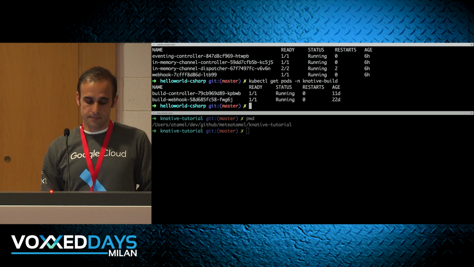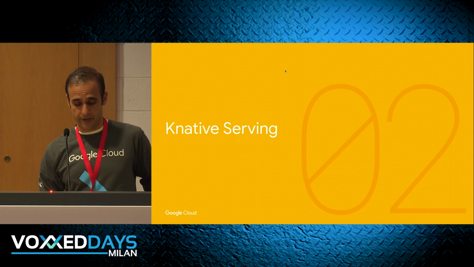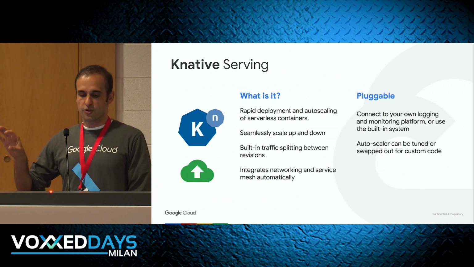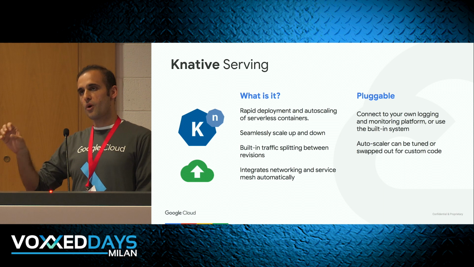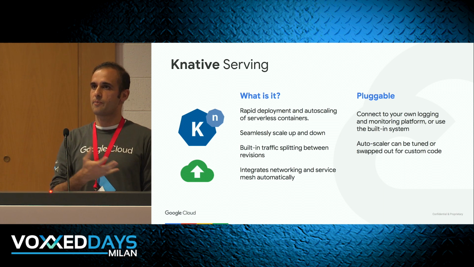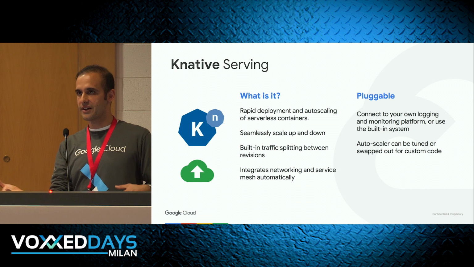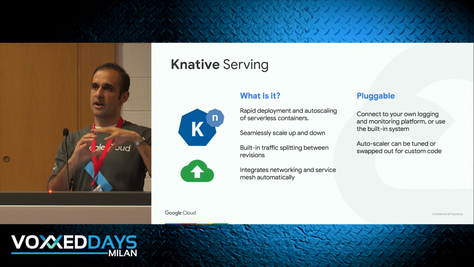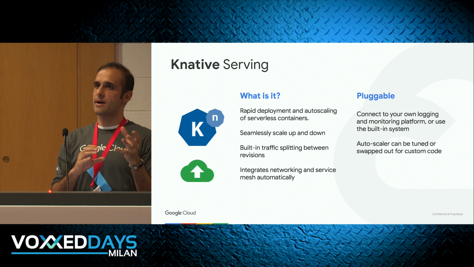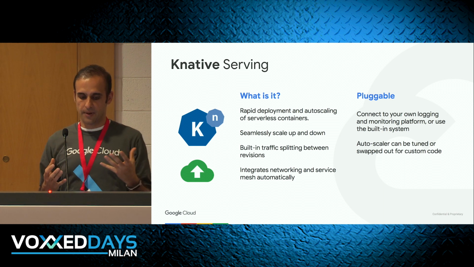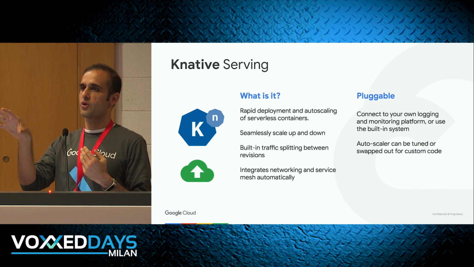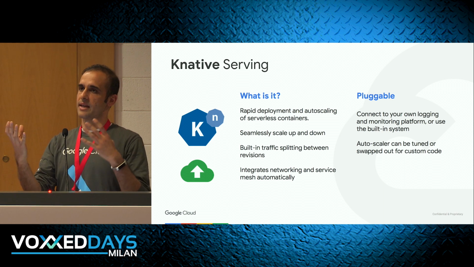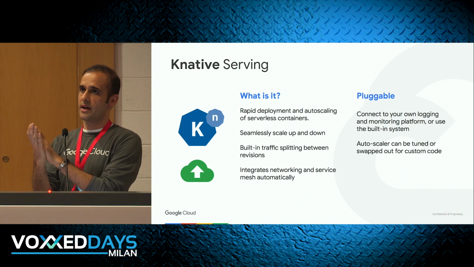Now let's talk about serving. So what is serving? Serving basically enables you to deploy your containers in a serverless way. It allows you to go from a container to a function running on top of Knative, where the traffic is already set up and all the default features are already set up. So you just point to your container and say, this is my image, just deploy this. Knative will deploy it, and it will start routing traffic to that container.